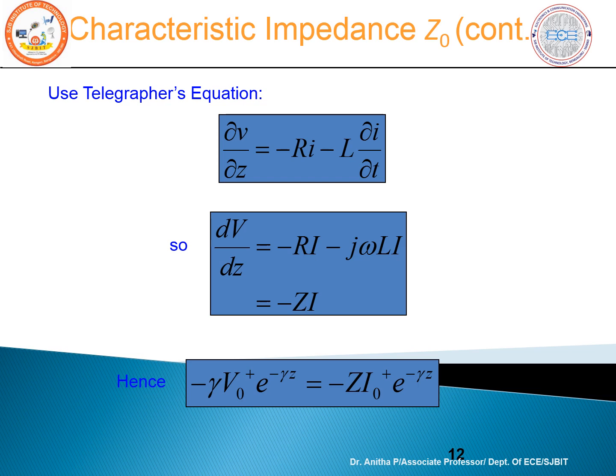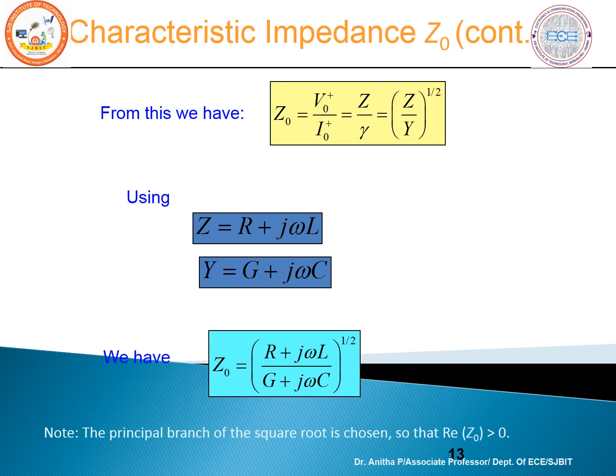Now take the ratio of V naught to I naught. If I take the V naught to I naught ratio, e power minus gamma z on both sides will get cancelled, and the minus will get cancelled. The V naught to I naught ratio you'll get as Z by gamma. What is Z? Z is R plus j omega L. Gamma is nothing but the square root of Z into Y. So if I take Z as square root of Z into square root of Z, one cancels, left with square root of Z by Y.